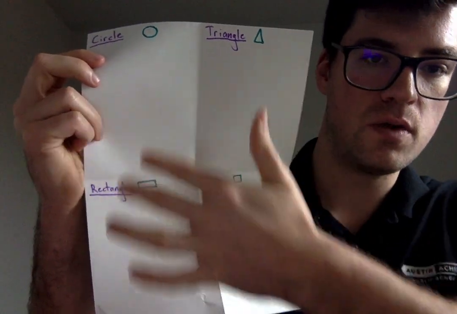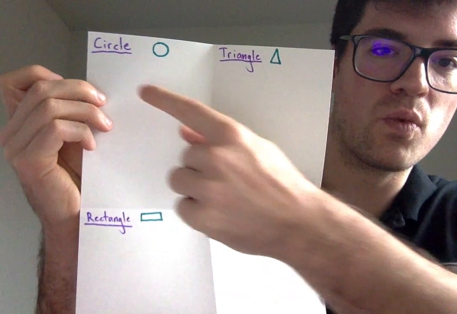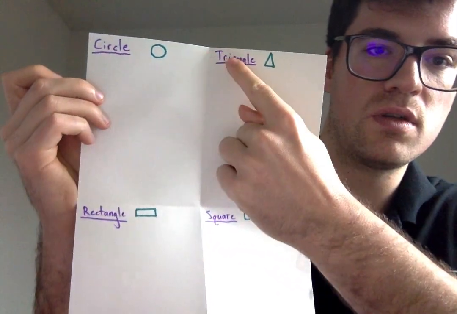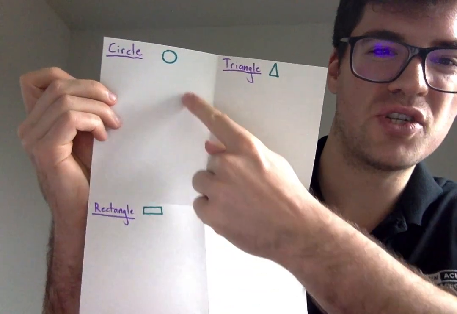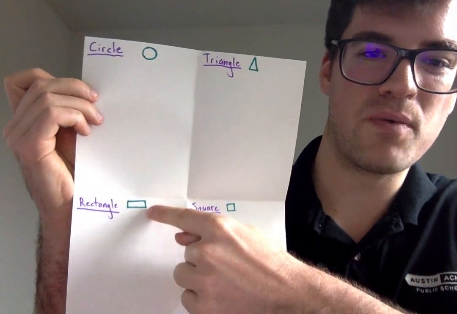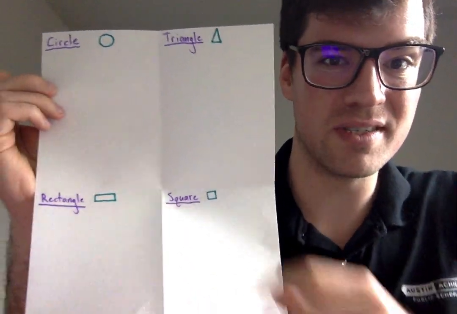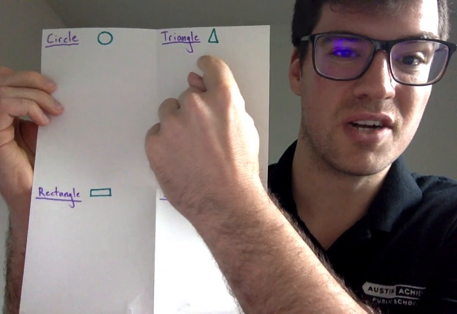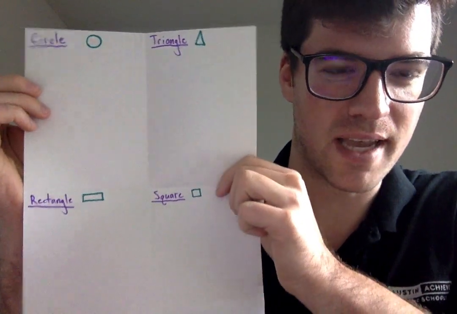1, 2, 3, 4. And inside, we are going to write the word for all the shapes: circle, triangle, rectangle, and square. And then just draw a quick picture to remember what those shapes look like. That way, we can use this sheet to record all of the things in our house that have a circle, a triangle, a rectangle, and a square. So I'm going to show you what that looks like.